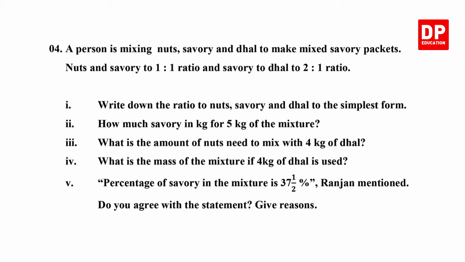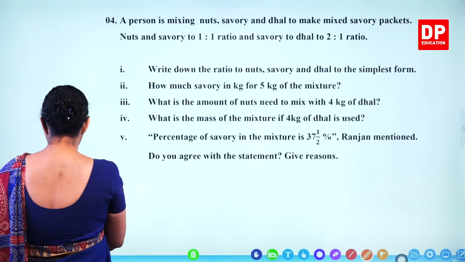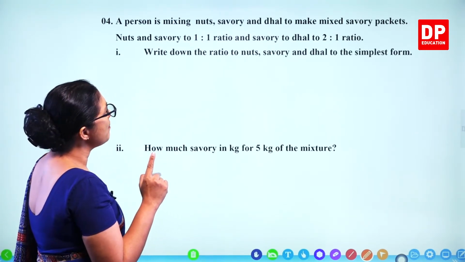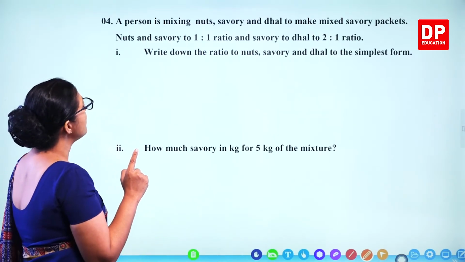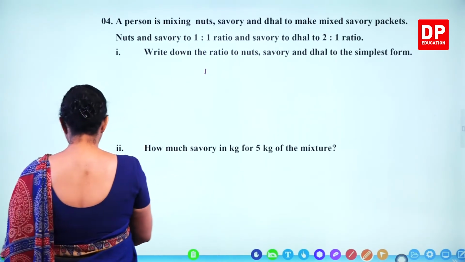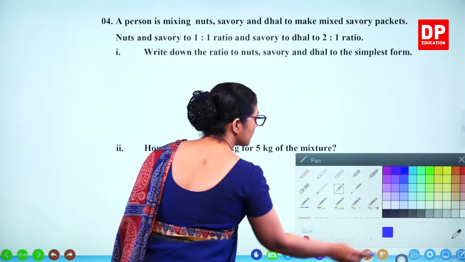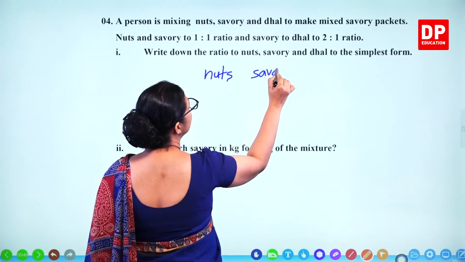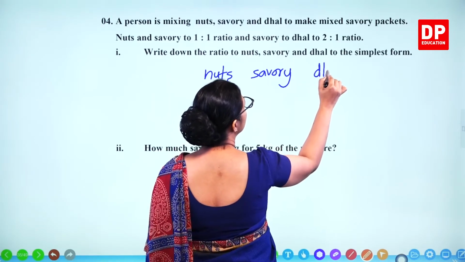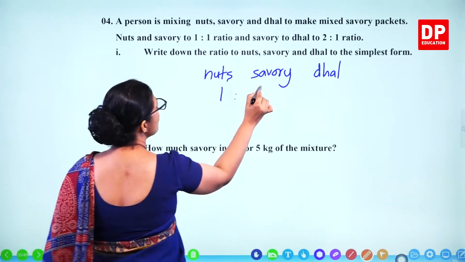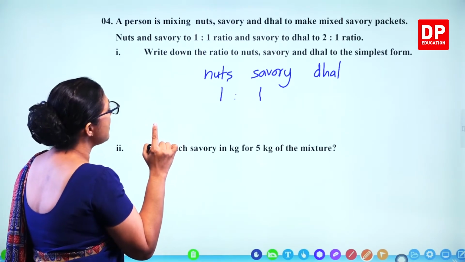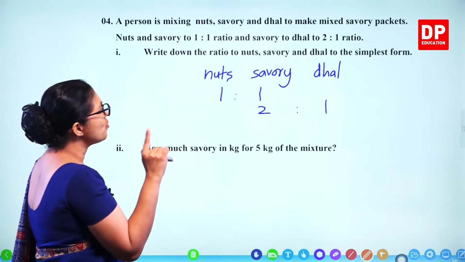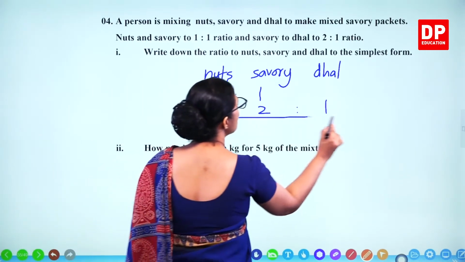Question number 4. Let's do that. 5 parts are there. A person is mixing nuts, savory and dal to make mixed savory packets. Nuts and savory are in a 1 to 1 ratio, and savory and dal are 2 to 1. Write down the ratio of nuts, savory and dal in the simplest form.